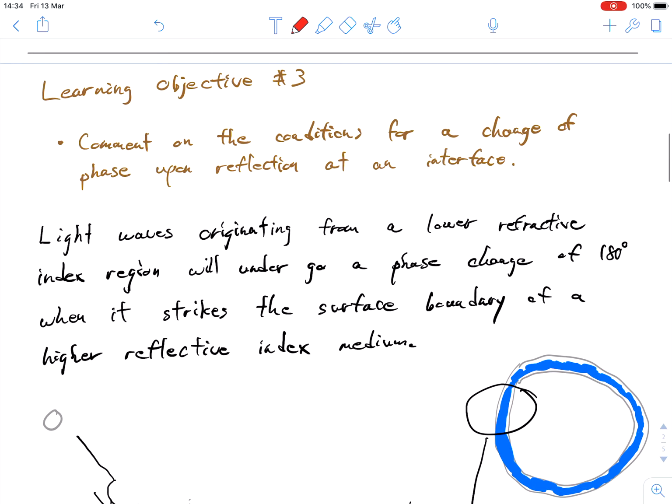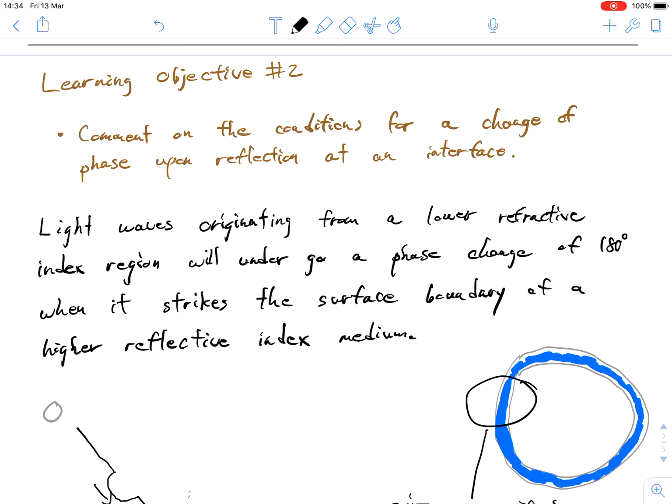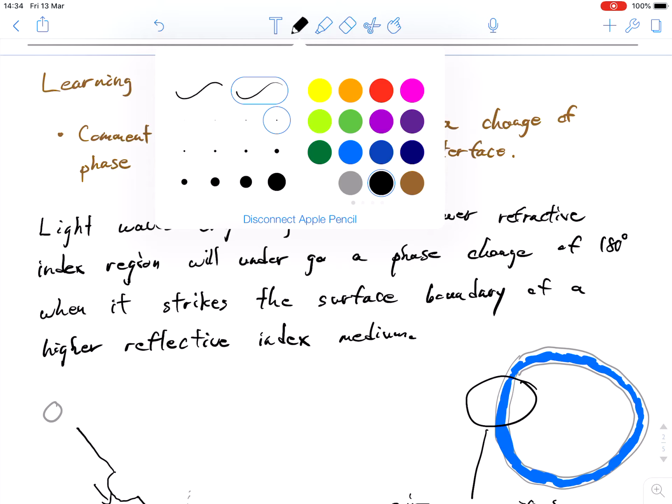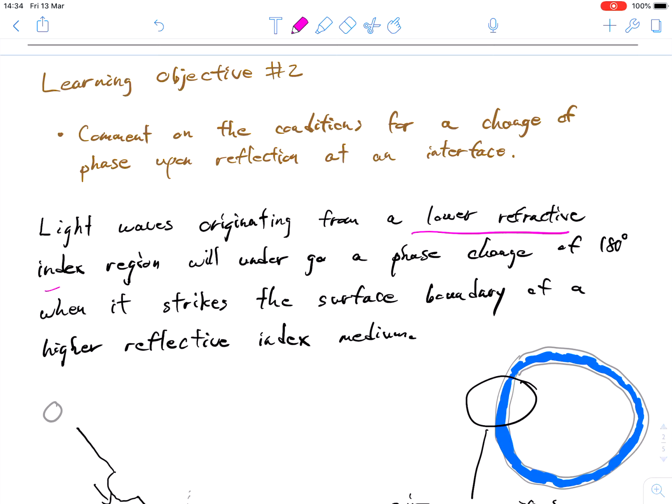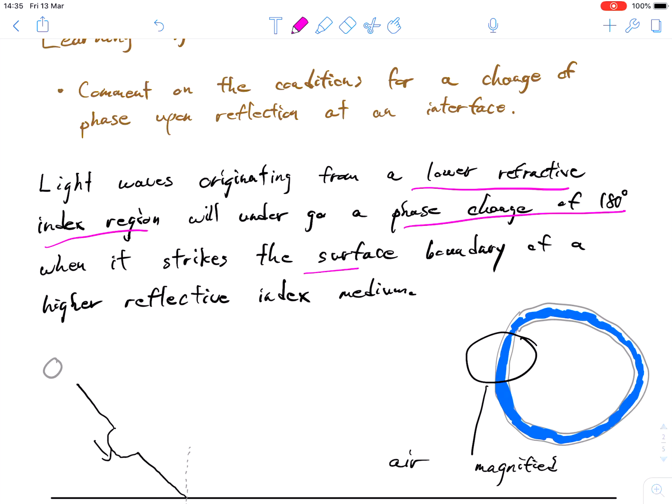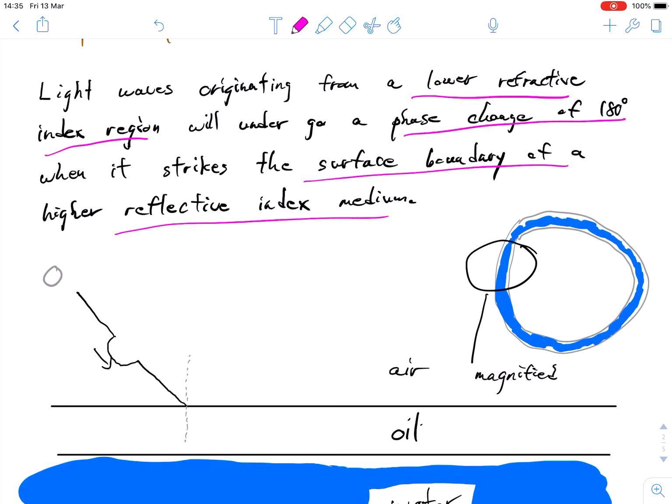Now let's move on to learning objective number 2: comment on the conditions for change of phase upon reflection at an interface. Essentially, light waves originating from a lower refractive index region, so it has to come from something like air usually, undergo a phase change of 180 degrees when they strike the surface of the boundary.